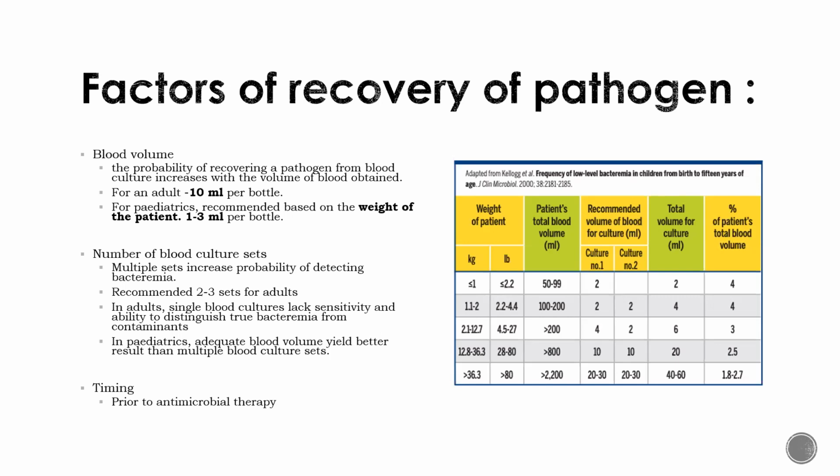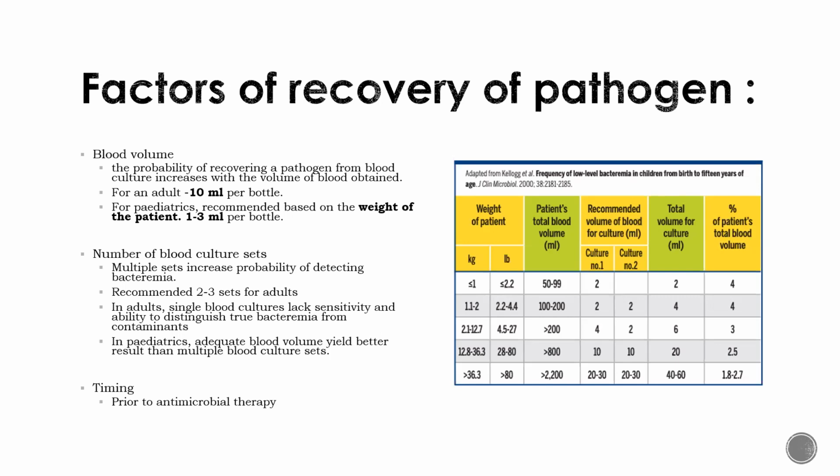The next factor that affects the effectiveness of blood culture is the number of blood culture sets. When you take more cultures, you increase the probability of detecting bacteremia, because maybe the first set cannot detect bacteremia, maybe the second set will. The recommendation for adults is 2-3 sets of culture, because a single blood culture lacks sensitivity and we cannot distinguish between bacteremia and contaminants. However, in pediatrics, adequate blood volume is more important and yields better results than multiple blood culture sets.